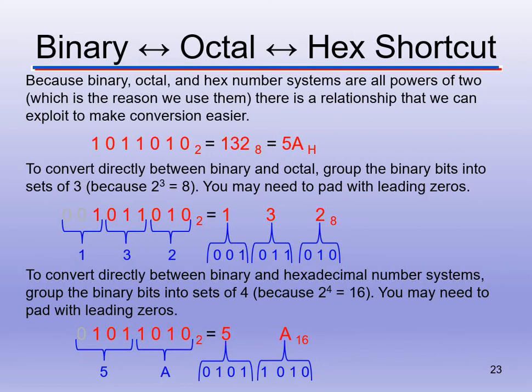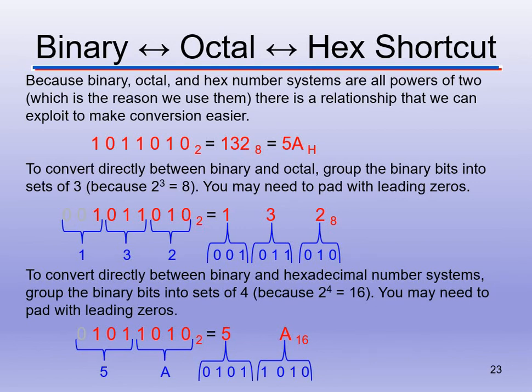If we start on the right hand side and group it into chunks of 3, we get 010, then we get 011, and then we get 1. But in front of that 1 are 2 zeros, so 001. 001 translates to a 1 in octal, 011 translates to 3, and 010 translates to 2. So 132. So that binary number of 1011010 translates to 132 octal.